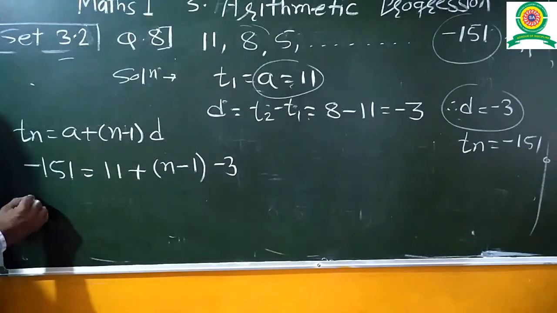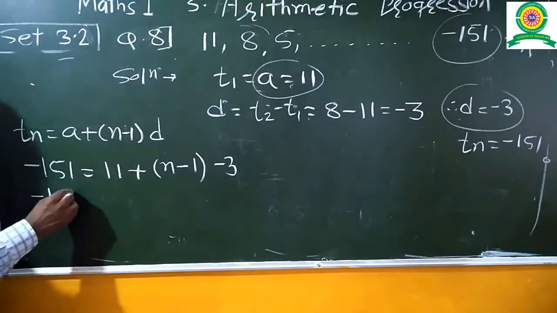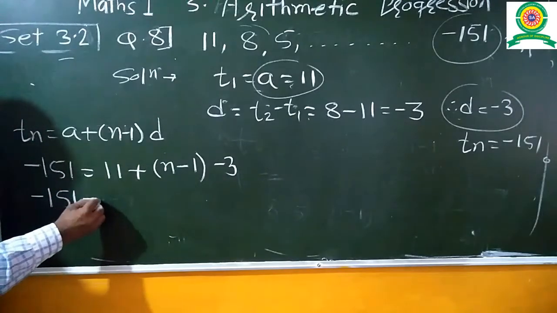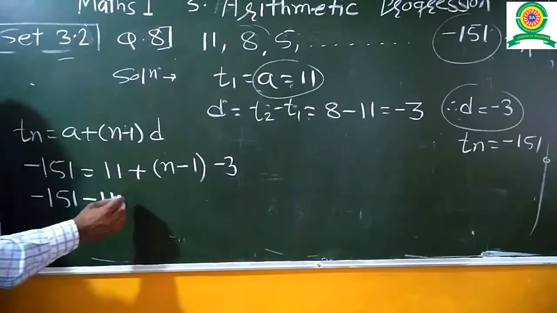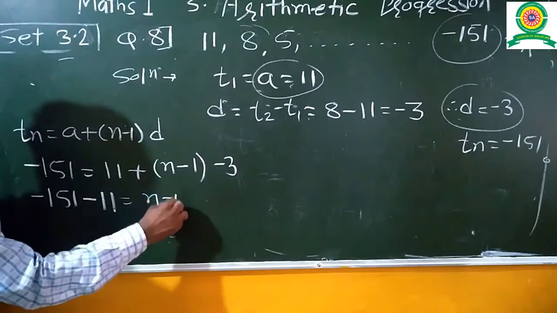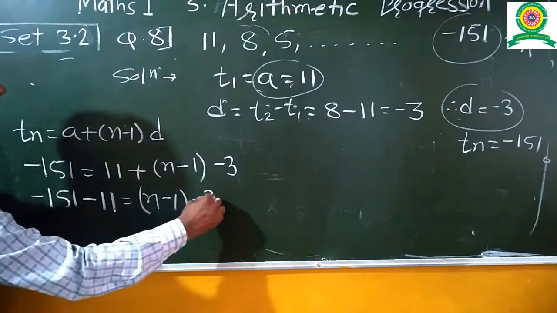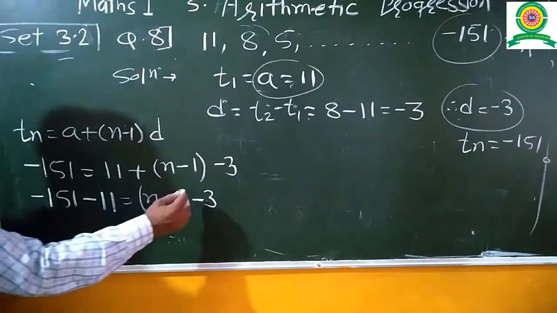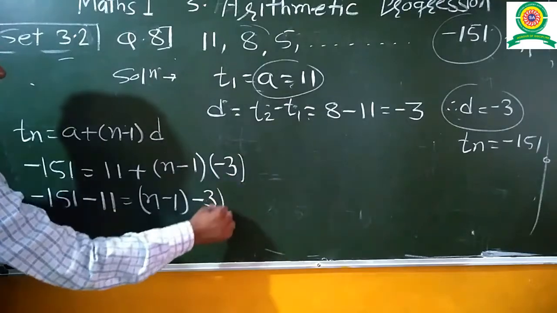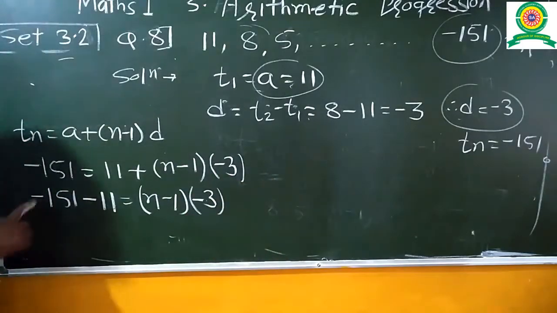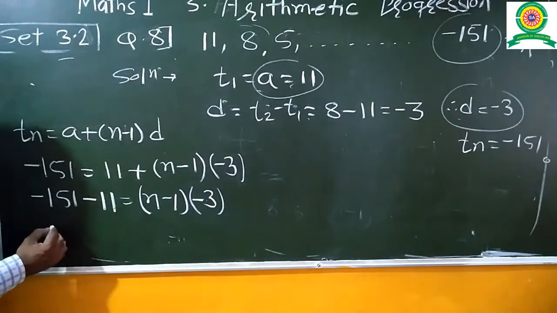Minus 3. Again, minus 151. This 11 gets transferred here. It will be minus 11 is equal to what? (N minus 1) into minus 3. This is the into minus 3, so we are writing a bracket. Okay. Then minus 151 minus 11.